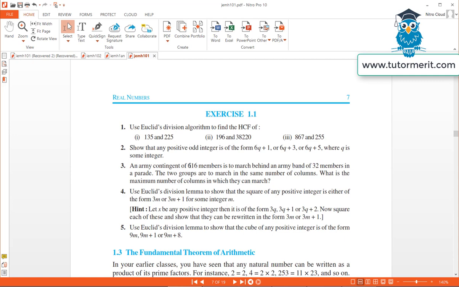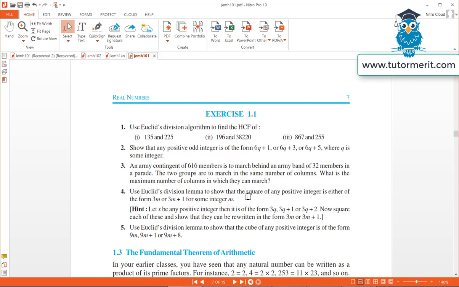An army contingent of 616 members is to march behind an army band of 32 members in a parade. The two groups are to march in the same number of columns. So again, you have to find out the HCF. So using Euclid's algorithm, you should be able to find out the HCF here.